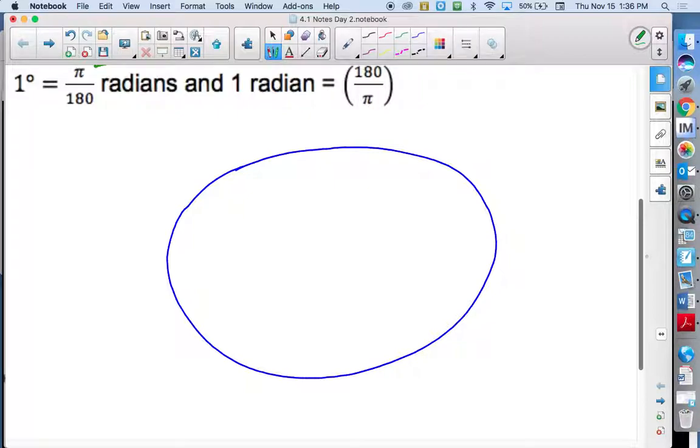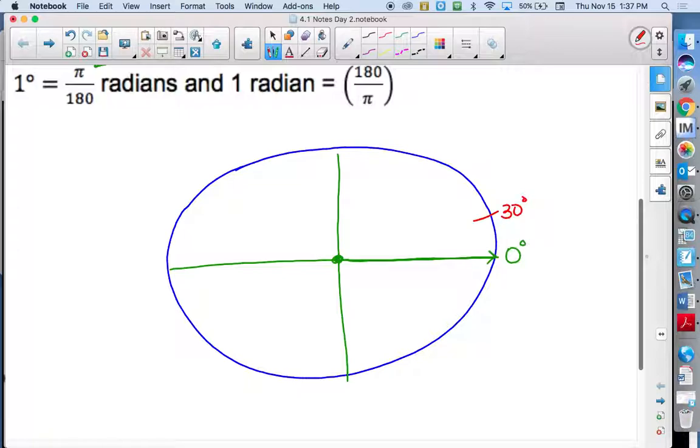And if we just draw an XY axis in the middle, our first angle would always start at 0 degrees. So that would be our first angle. There are 3 angles that are associated with the special right triangles besides 90 degrees. And those angles would be 30 and 60. Those create the 30, 60, 90 triangle.